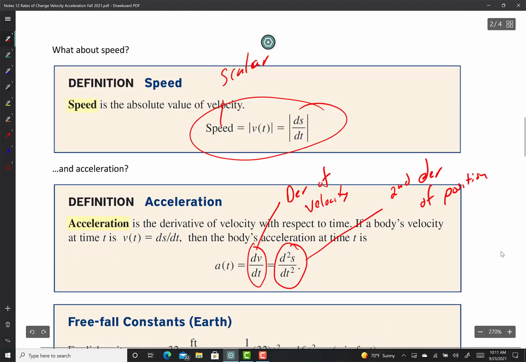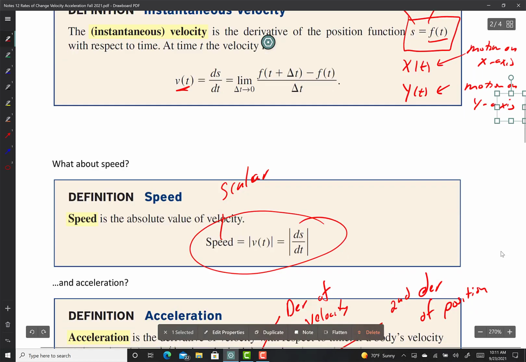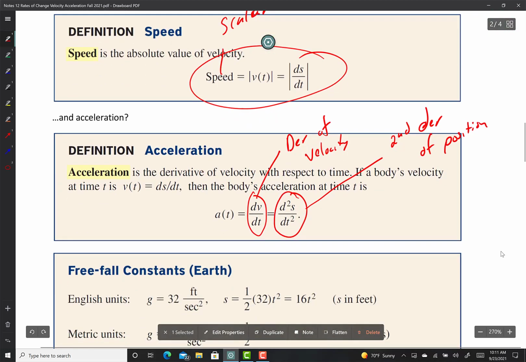If they give you a general position equation, S of t or whatever, f of t here, they're saying S equals f of t. So the first derivative is velocity. Now if I take the derivative again of velocity, what's the derivative of velocity? Acceleration. But with respect to position, it is the second derivative. Do you see how they're connected?